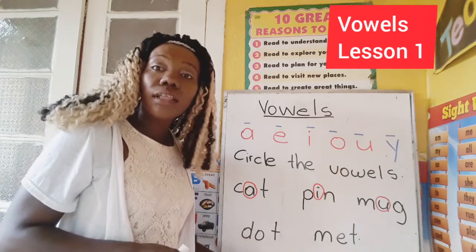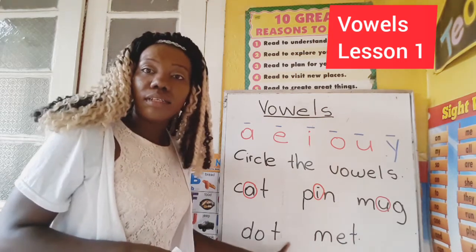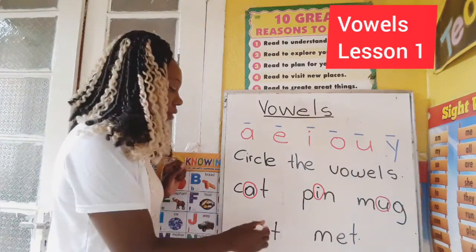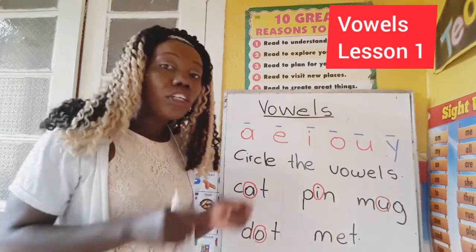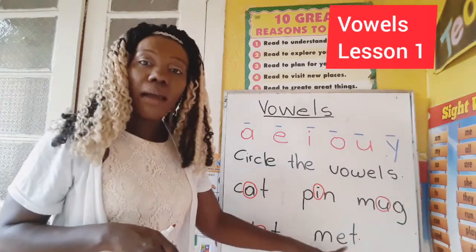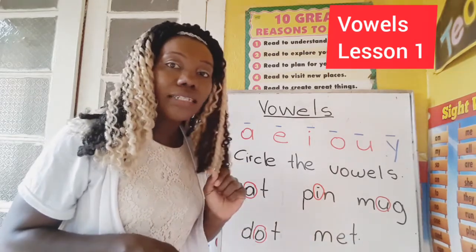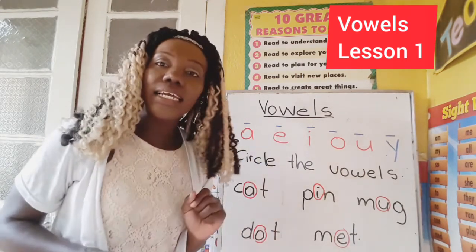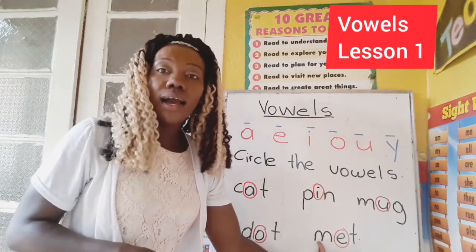Let's move on. This word, let's make the sound. D, O, T. Dot. This word is dot. And what is the vowel? O. The vowel is O. And in the word dot, the O makes the short sound. It says O. And let's go over to the word met. Met. And what's the vowel in the word met? E. And in the word met, the E makes the short sound because it's between two consonants.